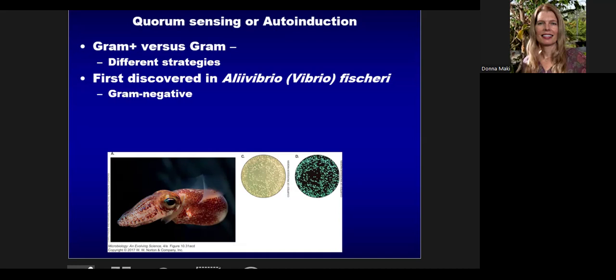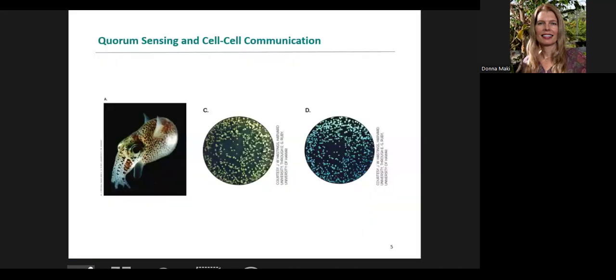And what they discovered is that gram-positive, so Vibrio fischeri is gram-negative. And so they studied the gram-negative way of doing communication first, and then they looked at gram-positive. They said, do gram-positive bacteria have this, and do they do it the same way? And back then with that research, they do it different. And so I'm going to show you essentially two different strategies that have been well studied on how they do this kind of communication.